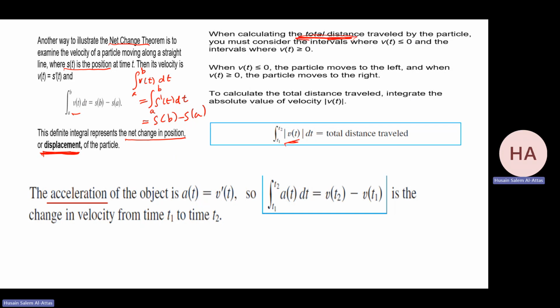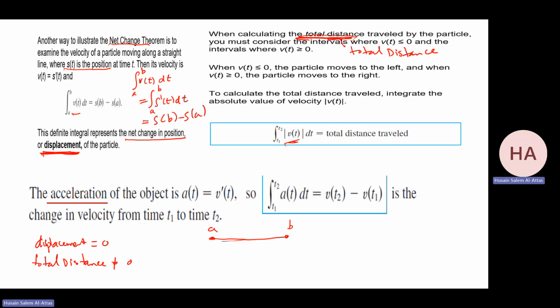Here I have the total distance. And there is this word, total distance, which I can explain easily like that. Assume you are at point A, and you move from A until B. Then you go back to A. Displacement will be 0. You go from here to here, you come back. But total distance is not 0.